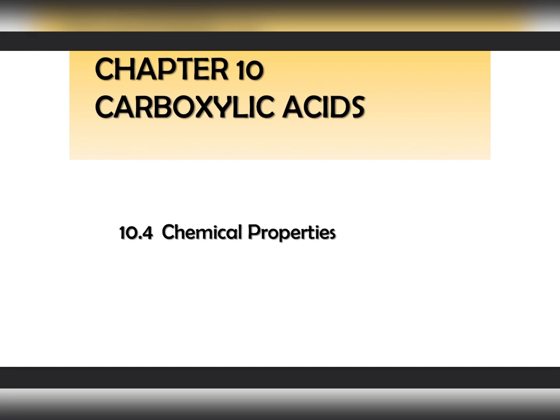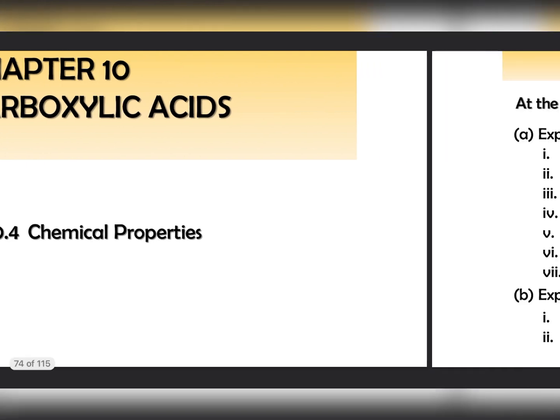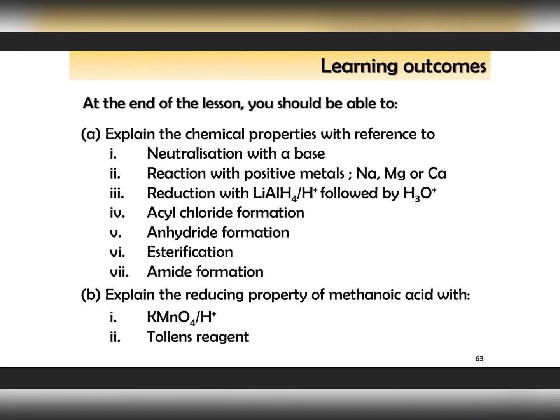So for this video kita akan tengok the last part untuk carboxylic acid, which is the chemical properties of the carboxylic acids. At the end of this lesson, you should be able to explain the chemical properties of neutralization with base, reaction with positive metal, group 1 dengan group 2 metal, reduction with lithium aluminum hydride followed by hydrolysis, and then acyl chloride formation, anhydride formation, esterification, and also amide formation.